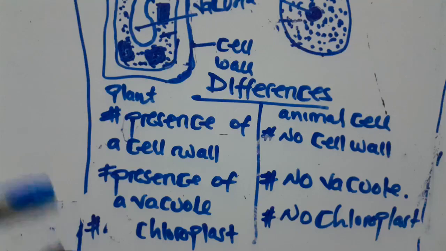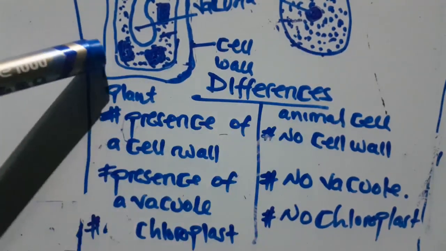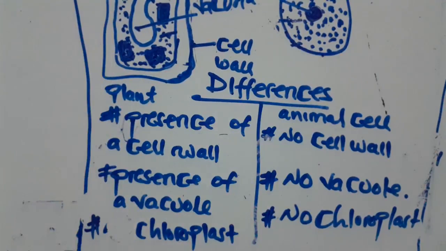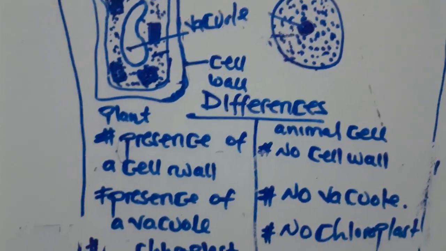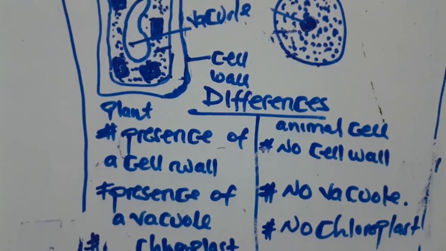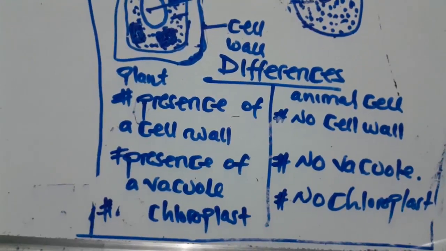There is chloroplast in a plant cell, there is no chloroplast in an animal cell. And in terms of the shape, we are saying that the structure of a plant cell is definite, whilst the structure of an animal cell is not what? Is indefinite. So these are the differences between a plant cell and an animal cell.